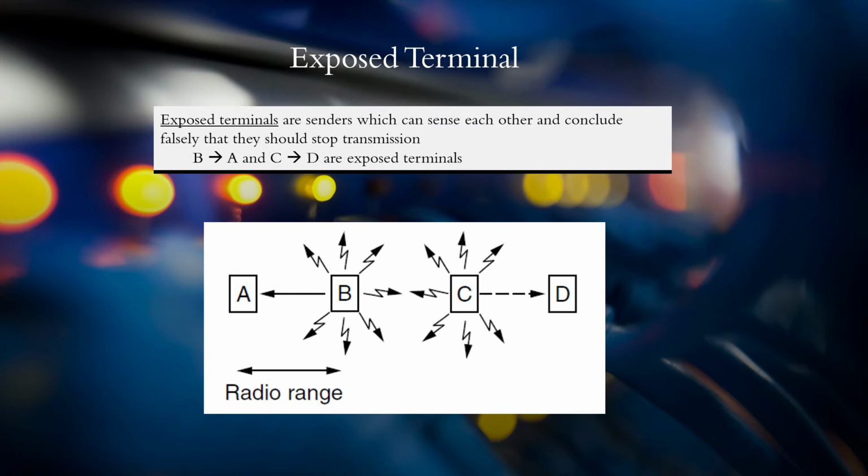Now let's consider the reverse situation. B is transmitting to A. If C senses the channel, it will hear an ongoing transmission, and it will falsely conclude that it is not allowed to send to D, while the channel between C and D is free. This problem happens because nodes are within each other's range.